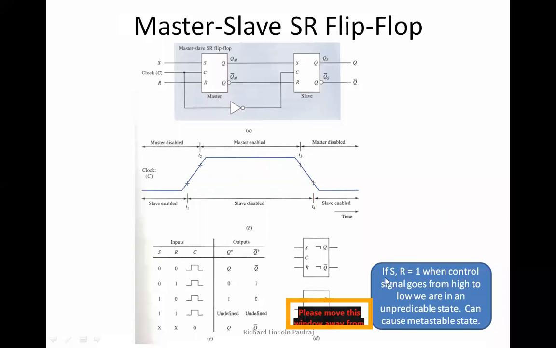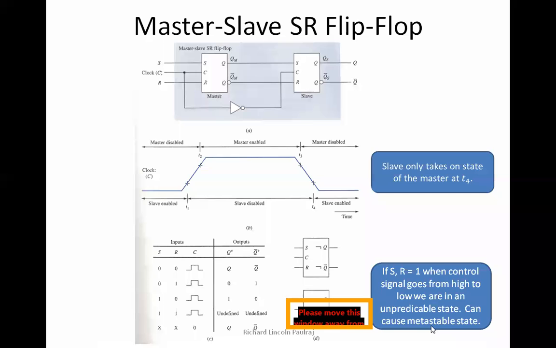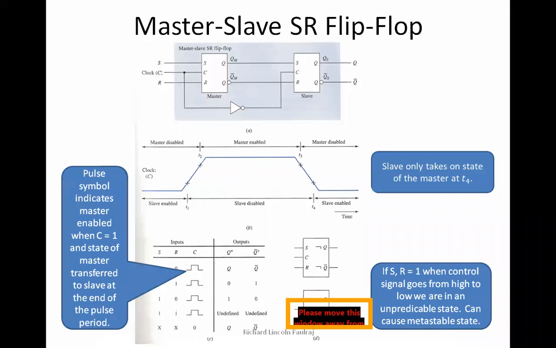Now, let us see, if SR is equal to 1 and the signal goes from high to low, we are in an unpredictable state. This can cause something called a metastable state. The slave takes on the state of the master at T4. So at T4, whatever previous values were there in the master will be passed on to the slave, only when it is enabled.